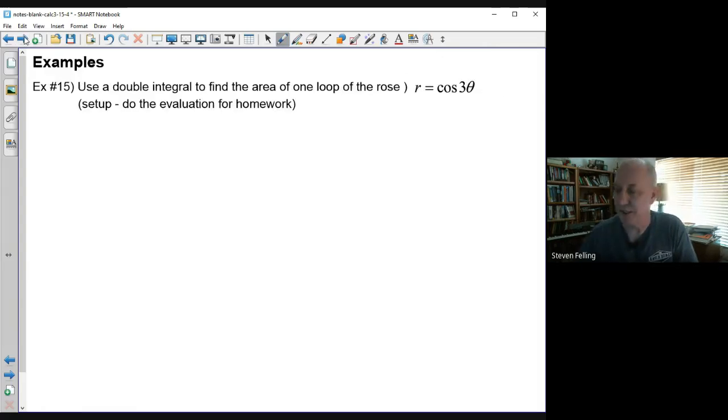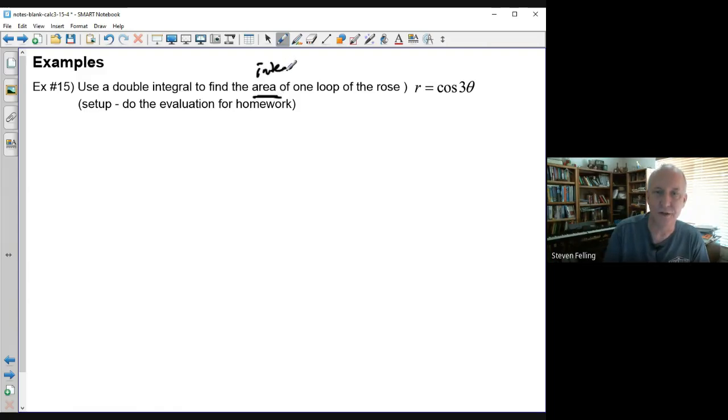Let's take a look at number 15. This is also in the homework. Use a double integral to find the area of one loop of the rose r equals cosine of 3 theta. And we're just going to do the setup, and you'll do the evaluation for homework. So since we're finding an area here, the integrand is just 1. Okay, so all right, let's make a sketch. Same thing, we'll try to sketch it. I think we're going to have to resort to a table to even sketch this.